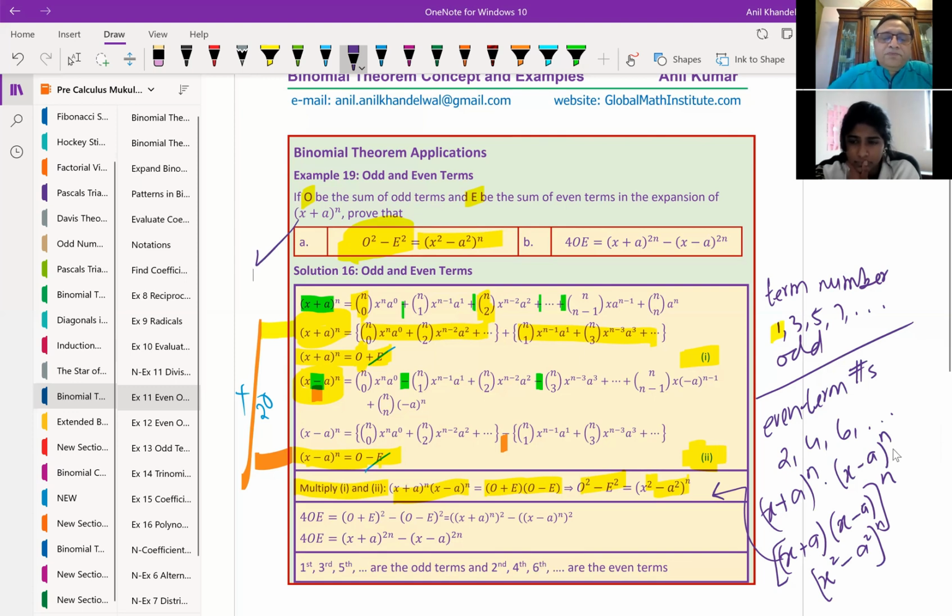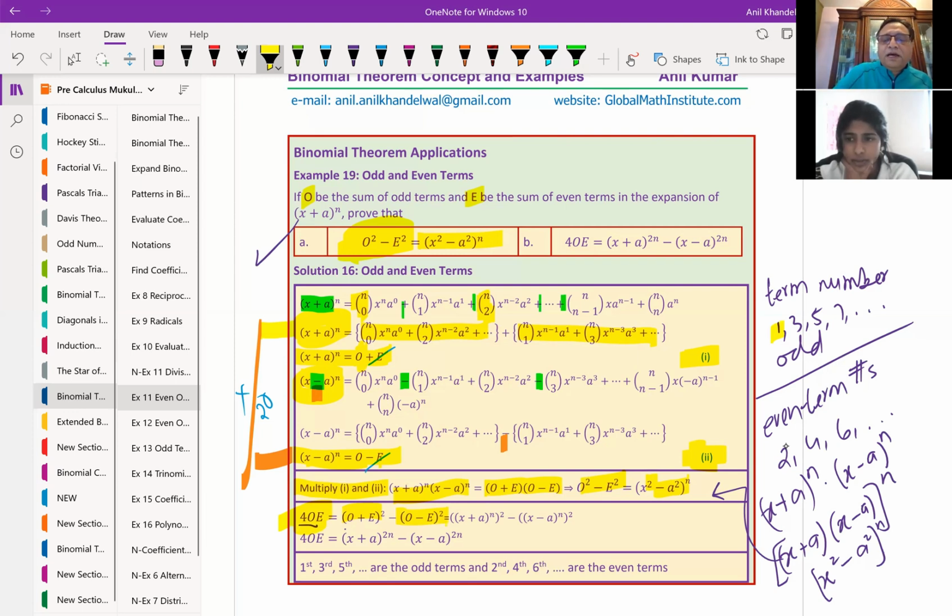Now, what is 4 times odd terms times even terms? So 4 times odd terms times even terms basically means, when you expand (a plus b) whole square and (a minus b) whole square, the center term is 2ab. So when you do (a plus b) whole square minus (a minus b) whole square, you get 2ab minus (minus 2ab), that means 4ab. So that is what 4 odd times even is.